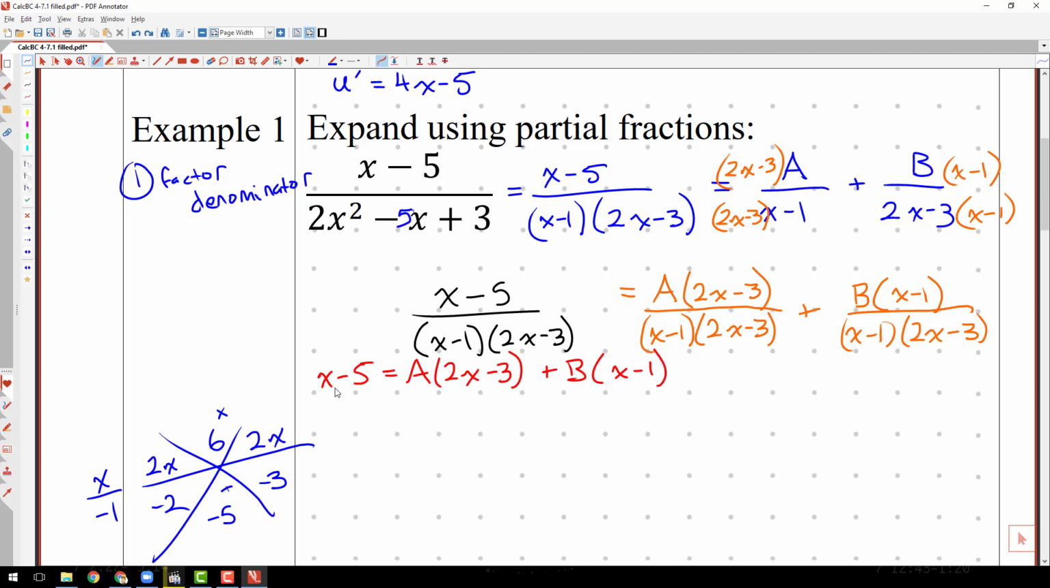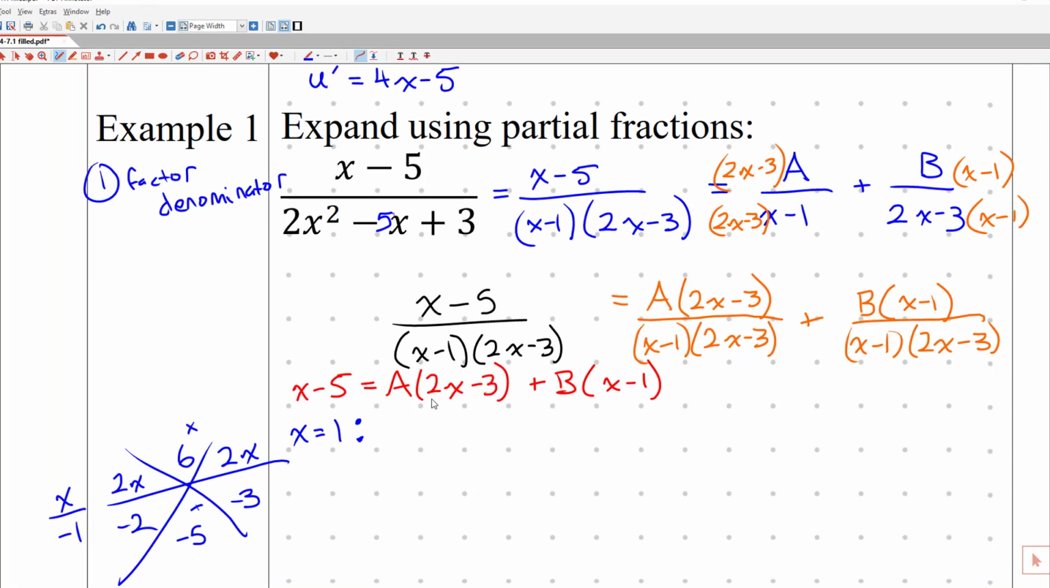So let's go ahead and try it out. So I'm going to say x is equal to 1. If that happens, then my new equation will be, the left-hand side will be 1 minus 5 is equal to a times 2 times 1, which I guess is just 2, minus 3, plus all of that is 0. That's the whole point, right? 1 minus 1 is 0, 0 times b is 0, so plus nothing. And then it's a nice easy equation. So I have negative 4 on the left is equal to negative a, and therefore a is equal to 4. And we have solved for half of the problem.